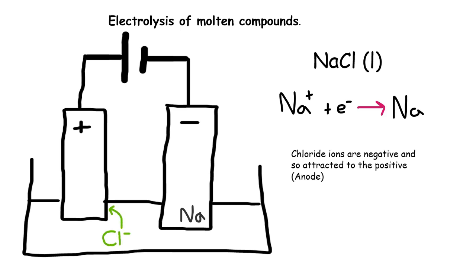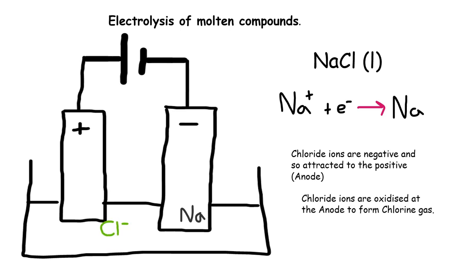Chloride ions are negative and so attracted to the positive anode, shown here in green. The chloride ions are oxidized at the anode to form chlorine gas. Now we need 2 chloride ions to form a chlorine molecule, chlorine gas, which is diatomic. So each chloride ion will release an electron at the anode. Here we can see 2 chloride ions arriving at the anode, releasing their electrons and joining together, forming a covalent bond to form a chlorine molecule. Chloride is discharged and chlorine produced at the anode.